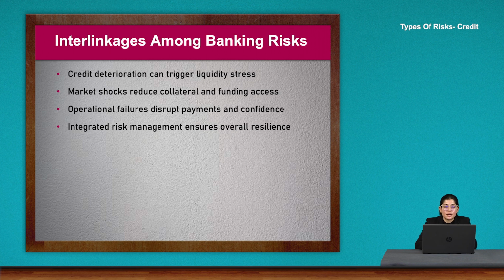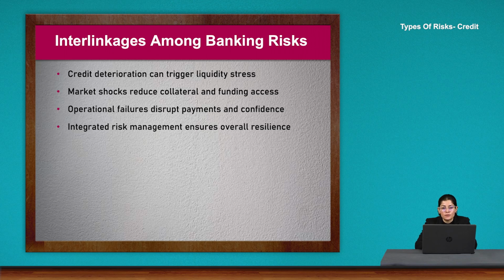So now we have the interaction of risks, whatever we discussed earlier. So these risks are interconnected rather than isolated. Rising credit defaults can trigger liquidity stress. Market shocks can erode collateral values and strain funding. Operational failures can disrupt payments and intensify liquidity pressures, and liquidity shortage can force asset fire sales, crystallizing market and credit losses.